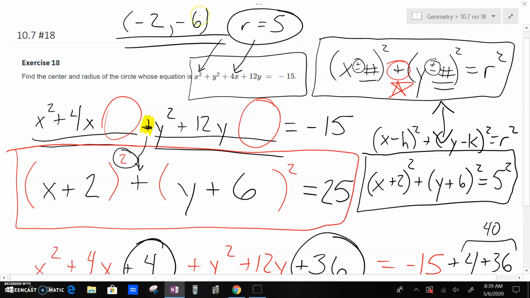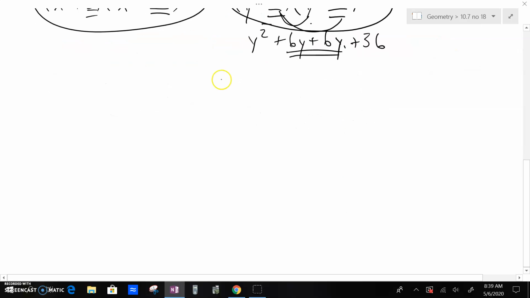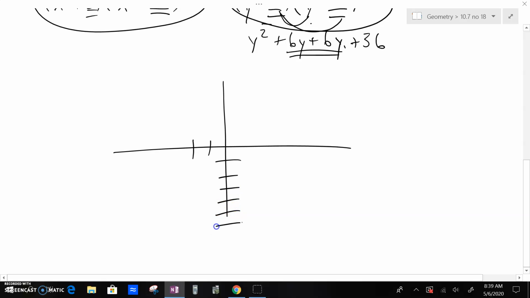So I've got my two pieces, and then once you have your two pieces, if you need to graph that, you're just going to pop that thing -2, -6 as the center, and you're going to go 5 units away and just do your best to trace out a circle. And the way I think about that, I can even do that down here is I say, okay, -2, and then 1, 2, 3, 4, 5, 6.